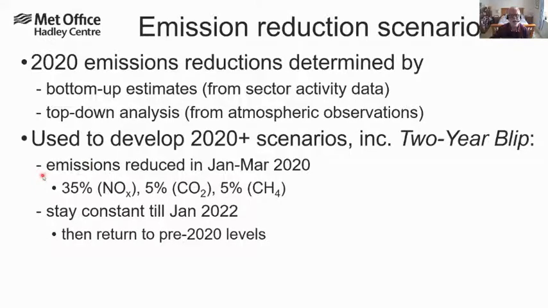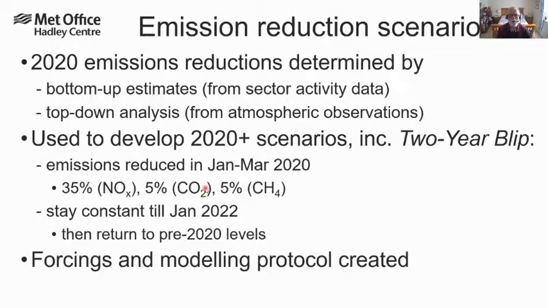And the way in which this works is that emissions are reduced from what they were over a 3-month period at the beginning of last year, by reasonably small levels, 5% for methane and CO2. They stay constant until January 2022, and then they return to the pre-2020 levels. So hence the 2-year blip in the amount of emissions. And we've used these scenarios to create forcings and a modeling protocol to run our simulations with.